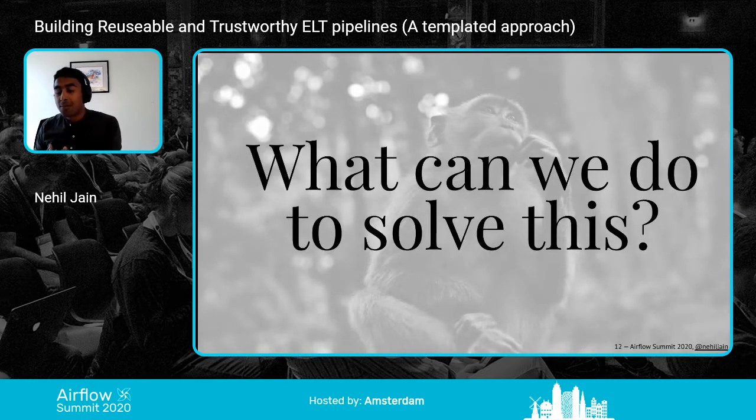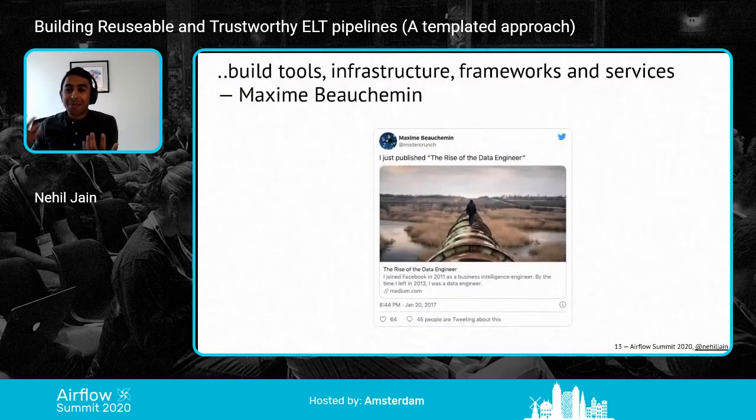So at this point, I was wondering and discussing with the team, like, how could we solve this? Reading Max's blog post about the rise of the data engineer, also the downfall of the data engineer. Really great pieces. I recommend you guys read it. And an inspiration there was: build tools and infrastructure and frameworks, and not pipelines.